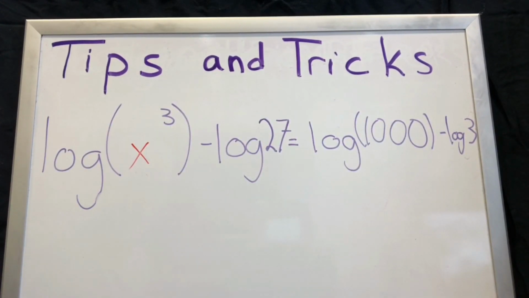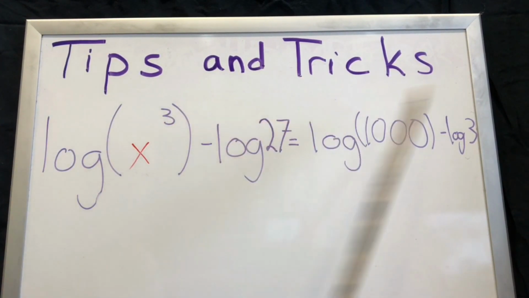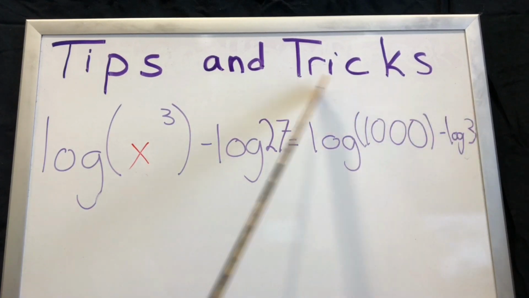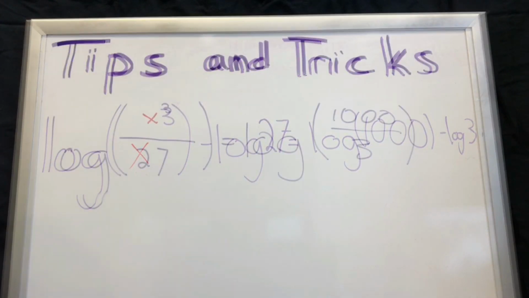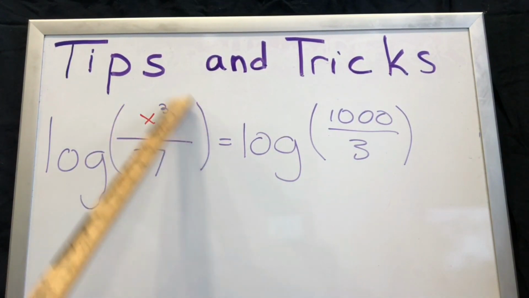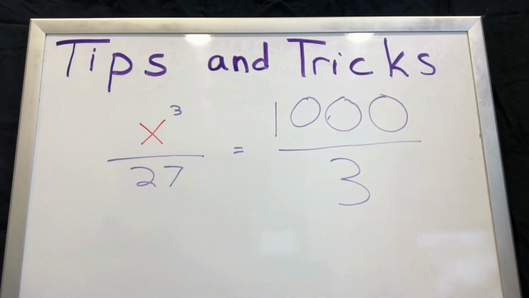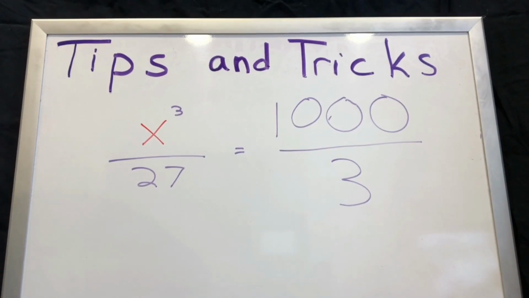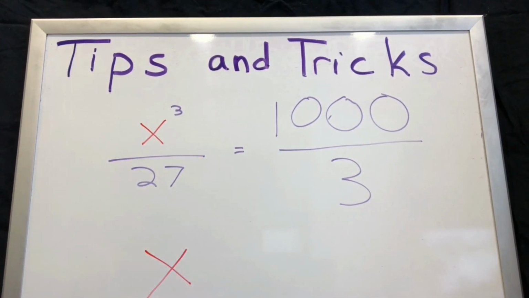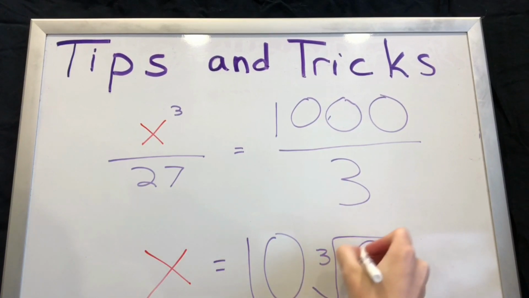Sorry, the writing's getting a little squished, but the next step is to convert both sides into one logarithm using the subtraction rule. Now, the two bases of the logarithms are the same, so we can equate the arguments of each side of the equation. Then, we have an equation that does not have any logarithms in it, which we can solve to get x equals 10 times the cube root of 9.